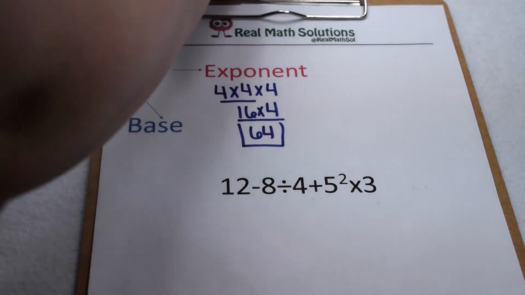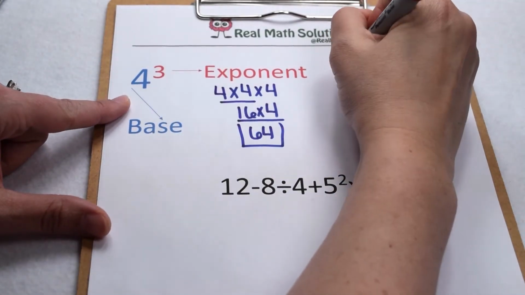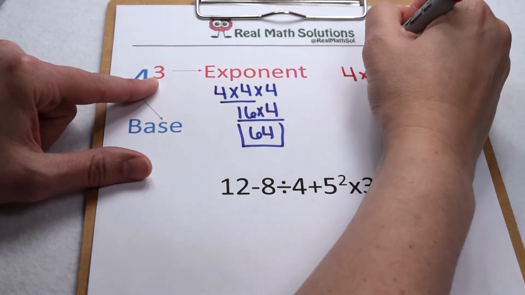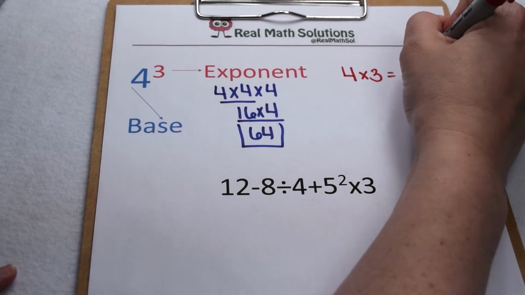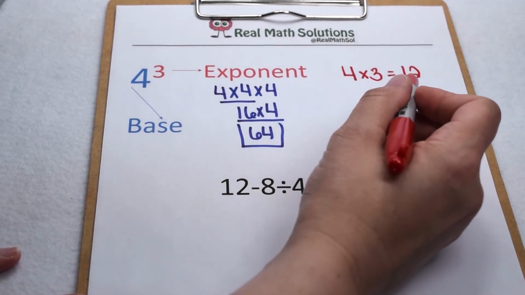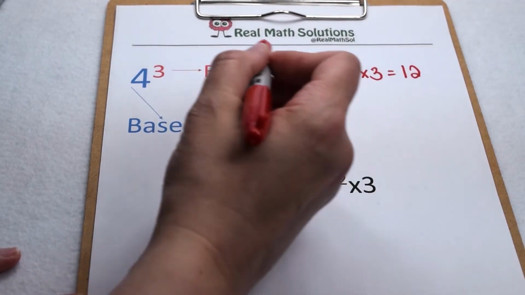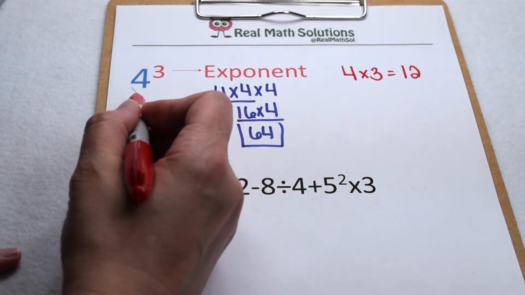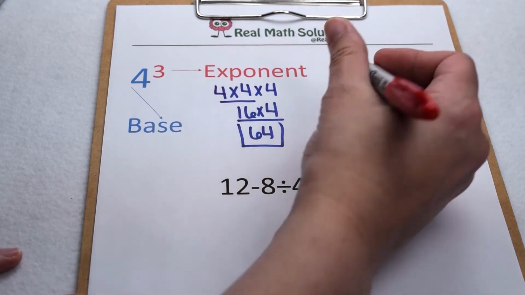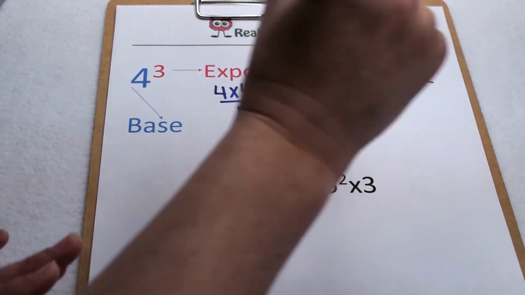Now, the common mistake a lot of people make is to take the base of 4 and multiply it by the exponent of 3. So that would just be 4 times 3, which would equal 12. Well, 64 and 12 are very different values. This isn't what that exponent tells us. Our exponent tells us how many times to multiply the base by itself. So 64 would be the correct value, not 12.